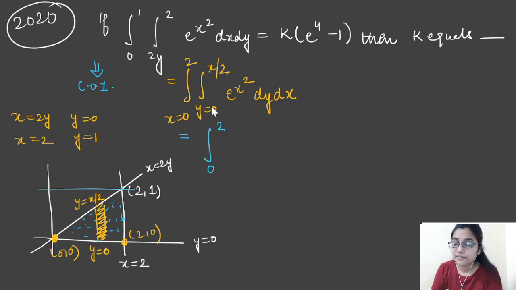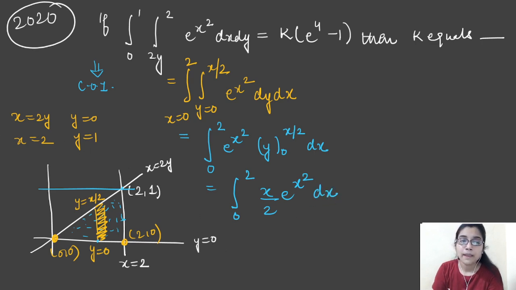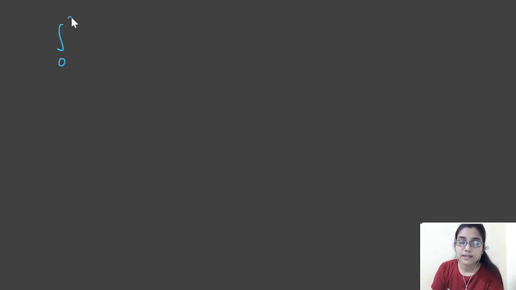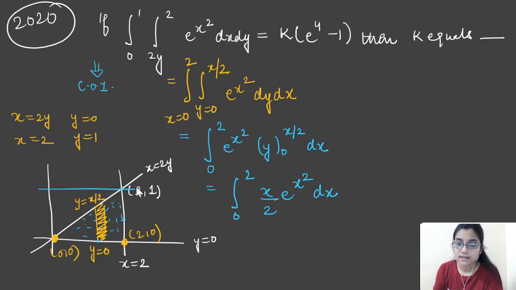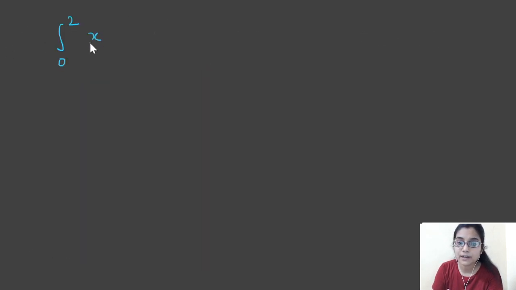0 to 2, we'll integrate initially with respect to y, so we'll treat x as a constant. So we'll simply get 0 to 2, x by 2 e raised to the power x square, and this is your dx. Now I'll write it down on another slide so that you can understand it nicely. x by 2 e raised to the power x square dx.